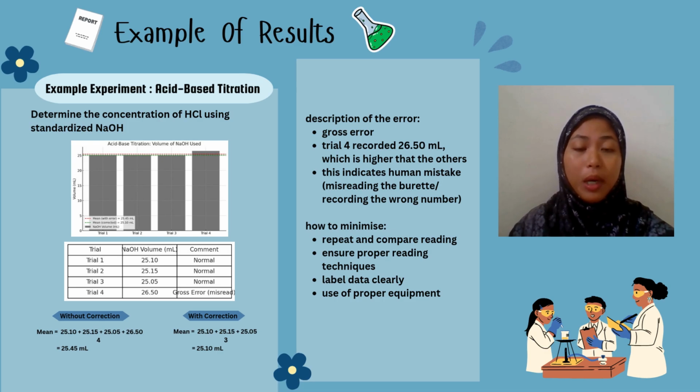So how to minimize this error? To reduce gross errors, we can first repeat the experiment and compare the readings. Second, use proper reading techniques such as eye level at the meniscus, and third, label data clearly to avoid confusion. And fourth, always ensure the use of correct and calibrated equipment.